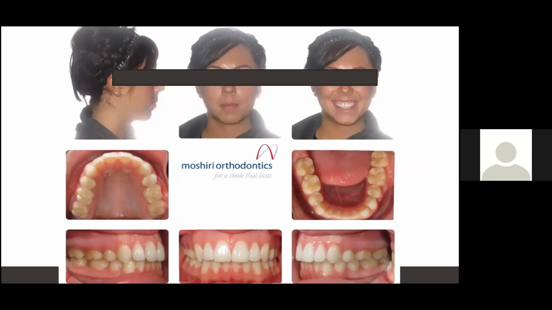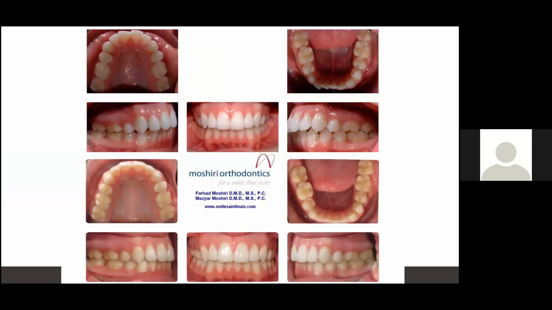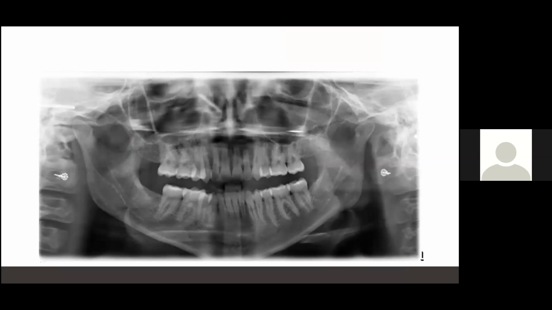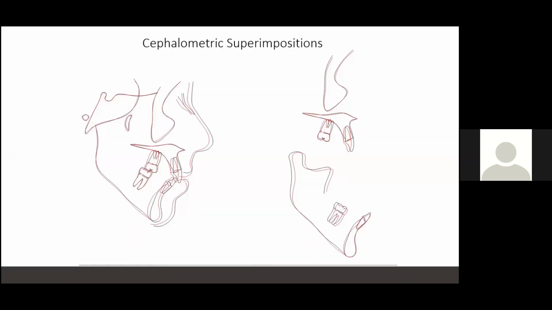So this is where this young lady finishes her treatment. Pre and post showing the molar rotation correction. And again, before and after for her. Pan and Ceph. And then trace Ceph for this patient.